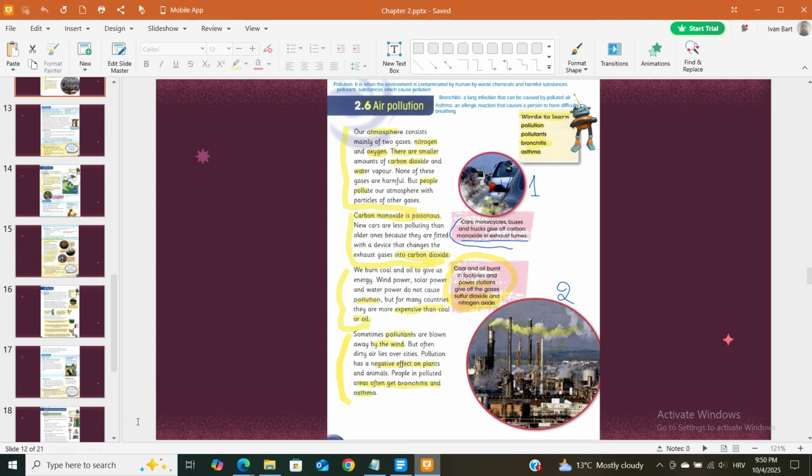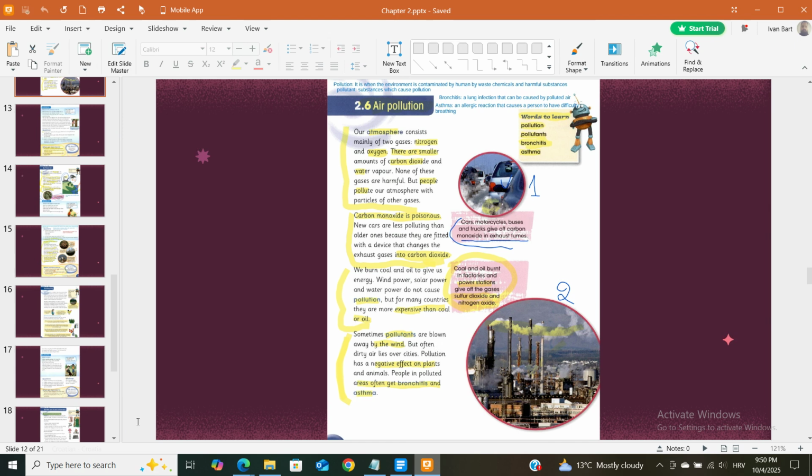Our atmosphere consists mainly of 2 gases, nitrogen and oxygen. There are smaller amounts of carbon dioxide and water vapor. None of these gases are harmful. But people pollute our atmosphere with particles of other gases.